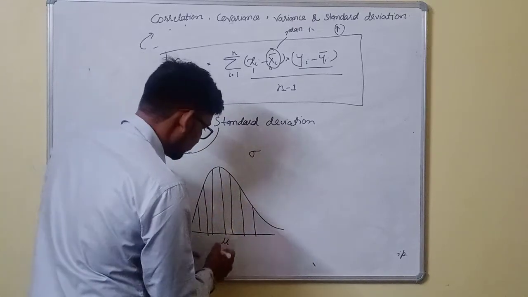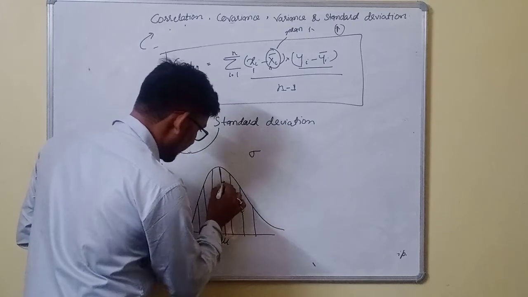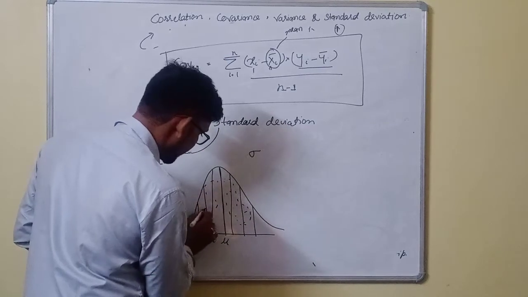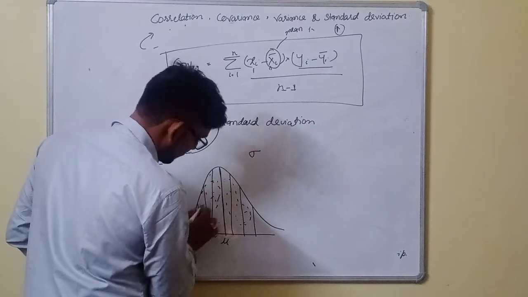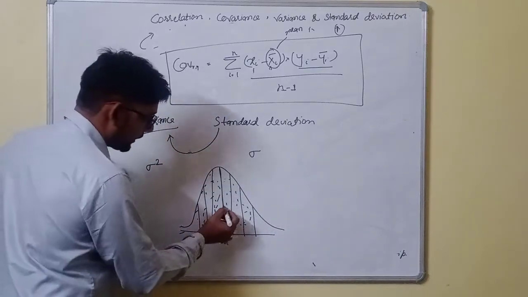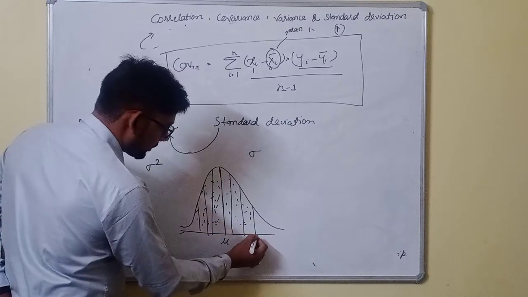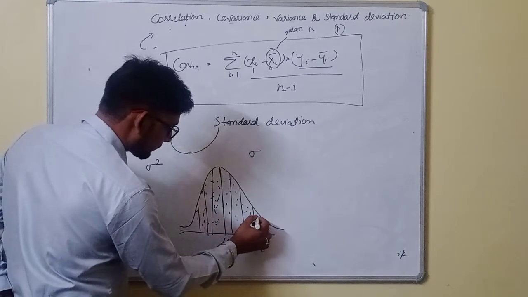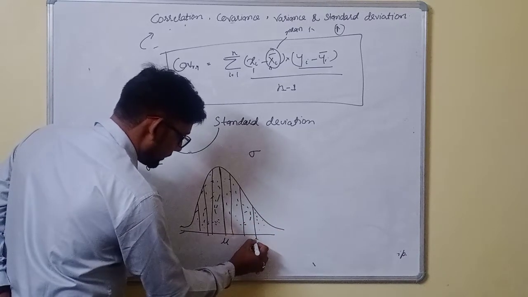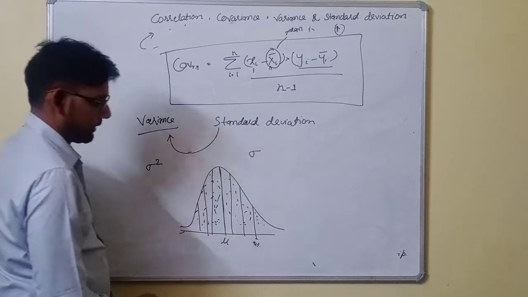So if we have the mean value over here and the data looks like this, the data is distributed like this. So using the standard deviation, we want to see how the data are distributed from the mean. If data is distributed till here, we can say that 95% of the data lies within this standard deviation 3, right?